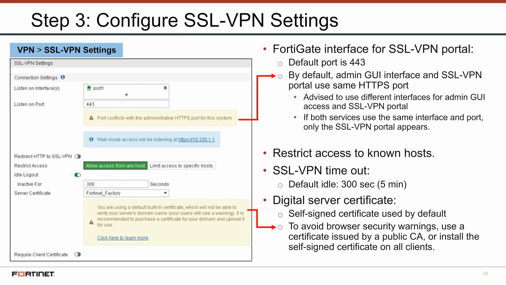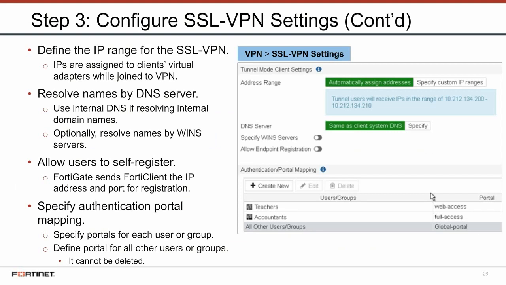Finally, like other HTTPS websites, the SSL VPN portal presents a digital certificate when users connect. By default, the portal uses a self-signed certificate, which triggers the browser to show a certificate warning. To avoid the warning, you should use a digital certificate signed by a publicly known certificate authority, CA. Alternatively, you can load the FortiGate self-signed digital certificate into the browser as a trusted authority.